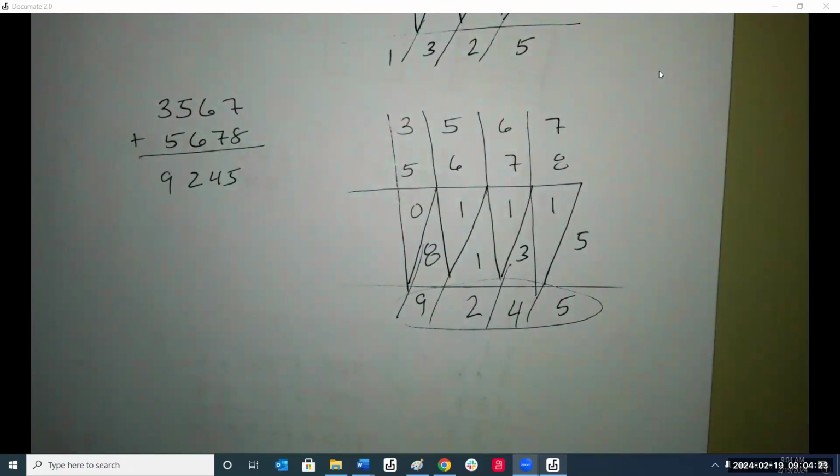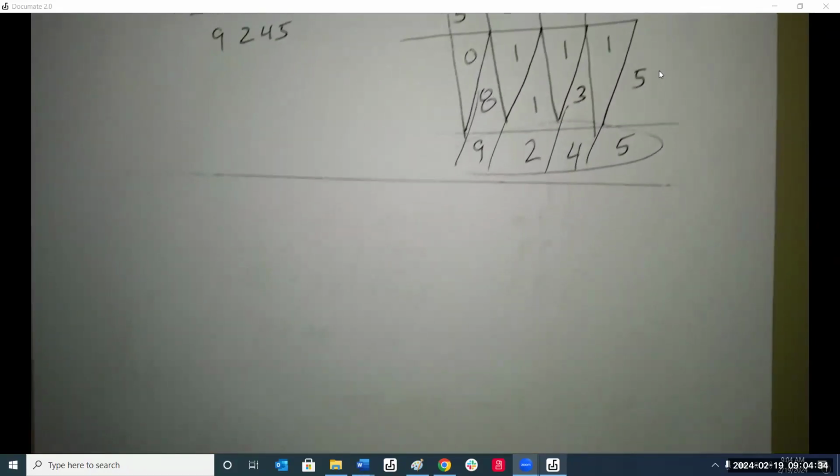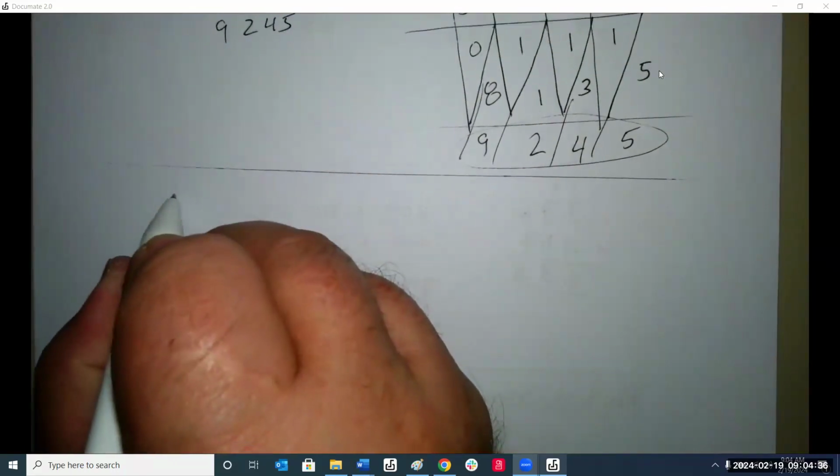That's one of my favorite ones because if the students can understand it, then it's great. That's called the lattice.